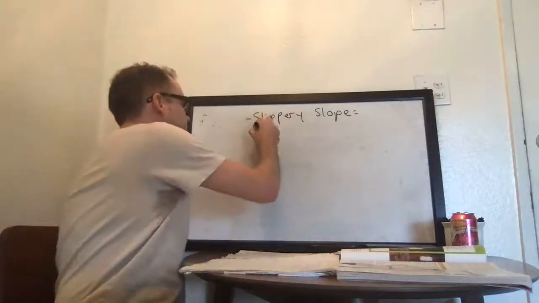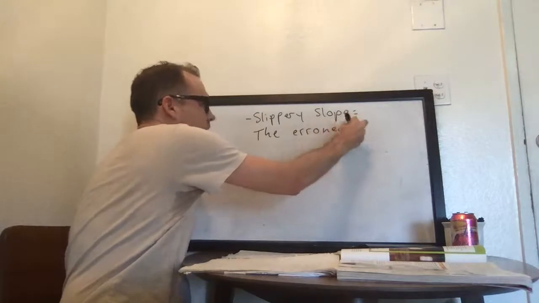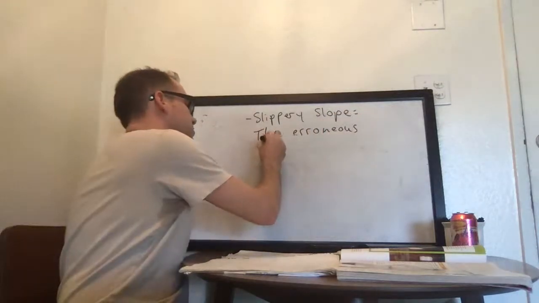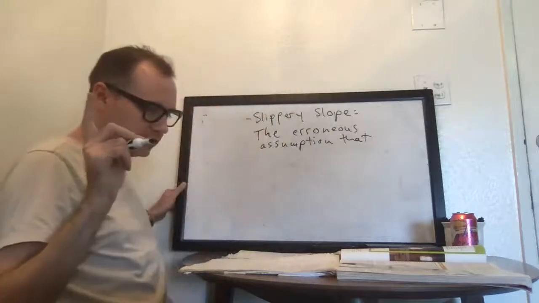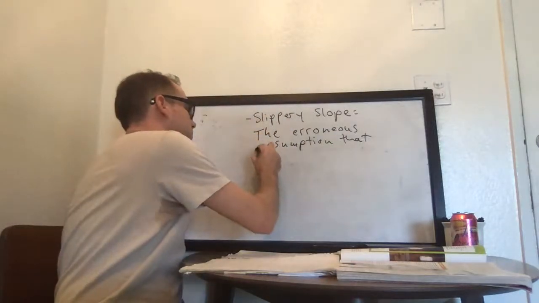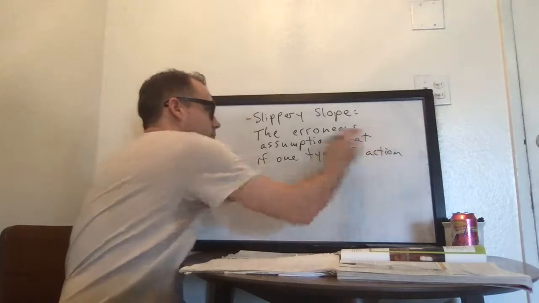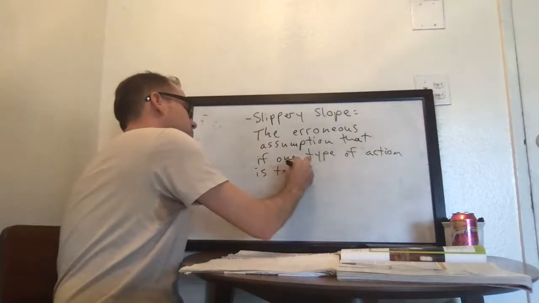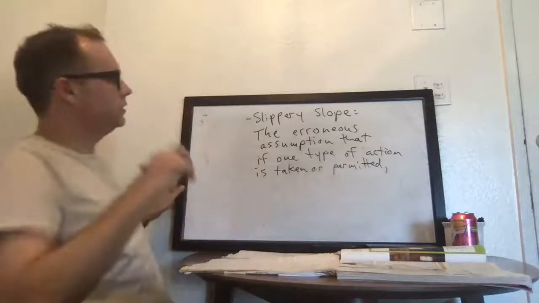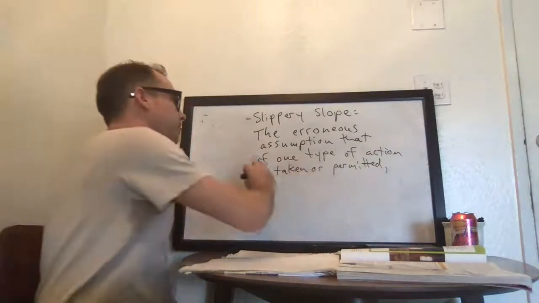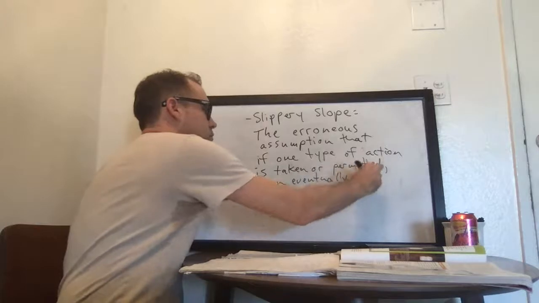Okay, so the erroneous, meaning in error, assumption that if one type of action is taken or permitted, then eventually all actions of this type will be taken or permitted.